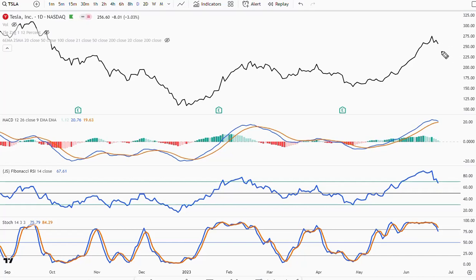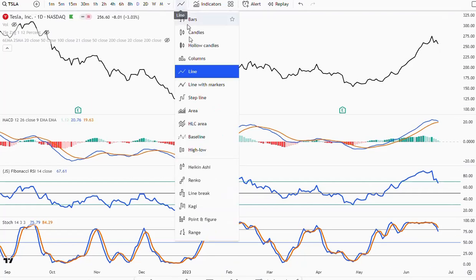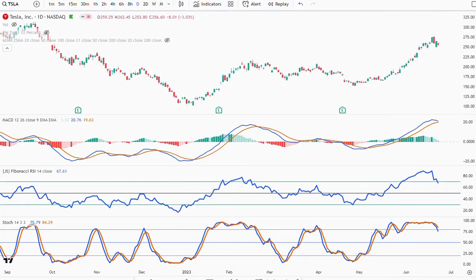But what happens if it continues to move lower? What are some of the levels to watch out for? In that case, if we switch to the candle chart, this was the previous swing low. This is around 248. So let me just bring in the levels. 248 would be the first level of interest. If it bounces off this level, that's good. But if it breaks below 248, there is a gap here. This is a gap zone between 235 and 242. That would be the next level I'll be watching.